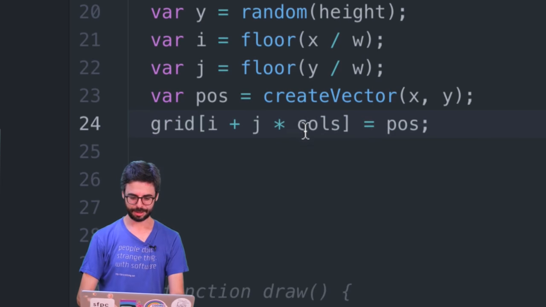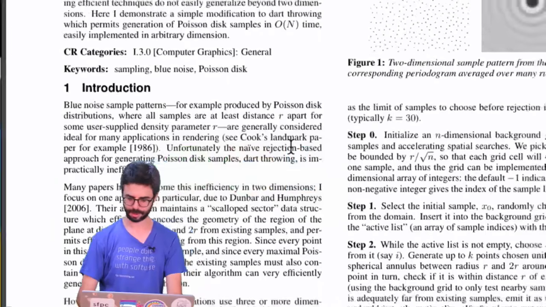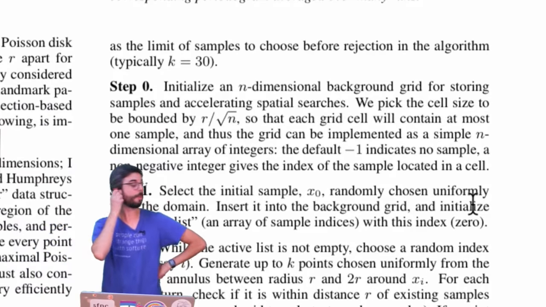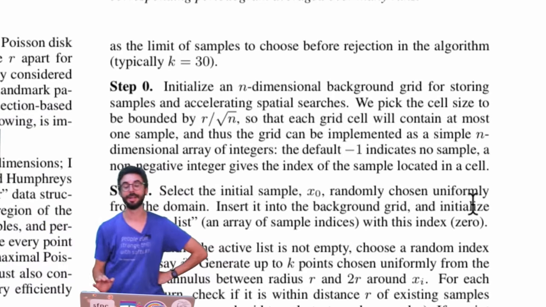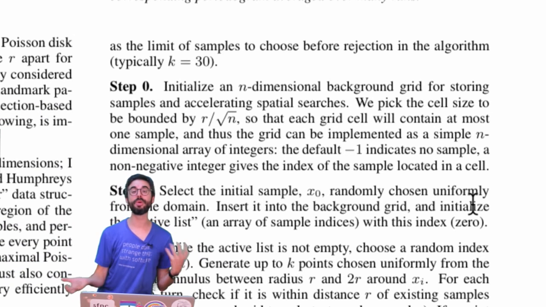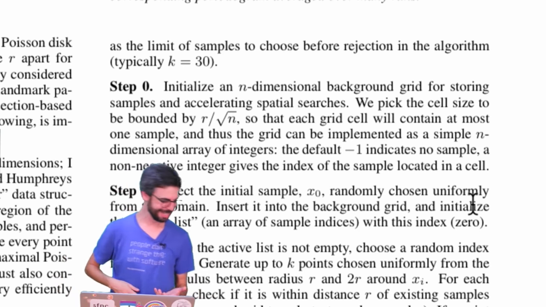OK, great. So now we have that inserted. So that's step 2. Let's go back. Oh, no, that's step 1. Sorry. So now we've done step 2. Oh, but we're missing something, the active list. So this algorithm requires an active list of points that we are currently working with. And that's going to make more sense as I get further into this.